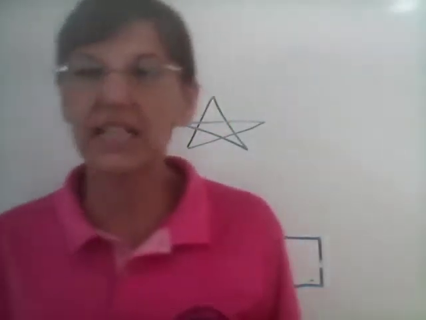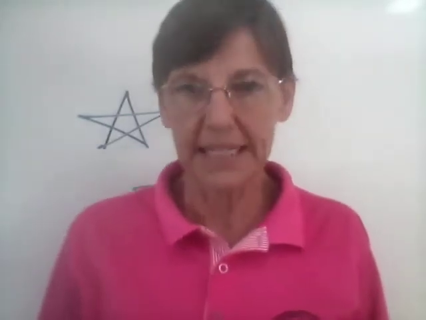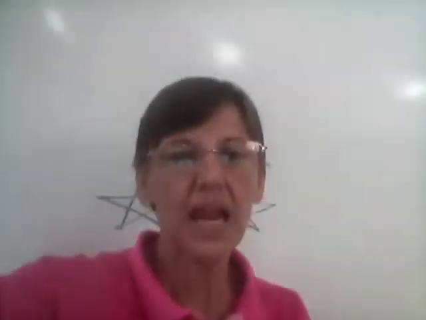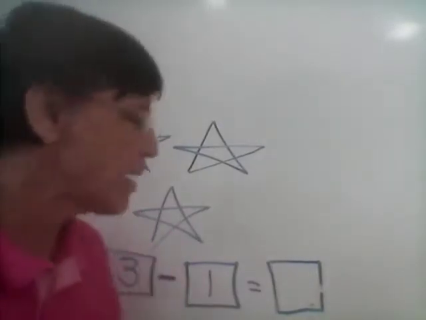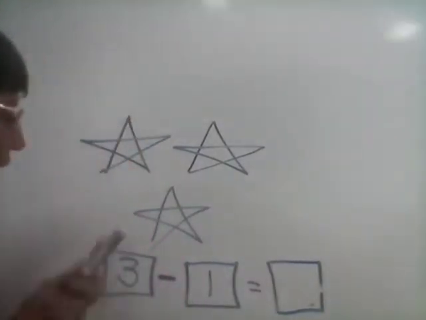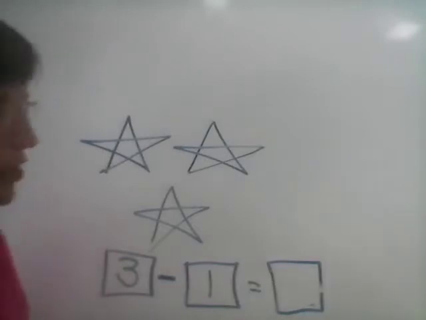The right way to say it is 3 minus. But with kids, a lot of times we say take away. 3, take away 1 is how many? So if I have 3 and I take 1 away, what are we going to do? We're going to put an X.